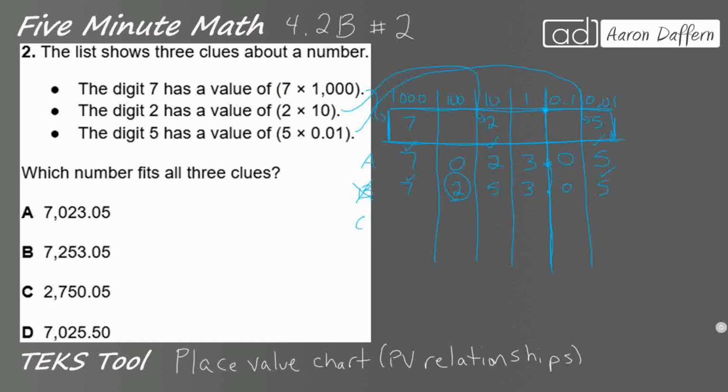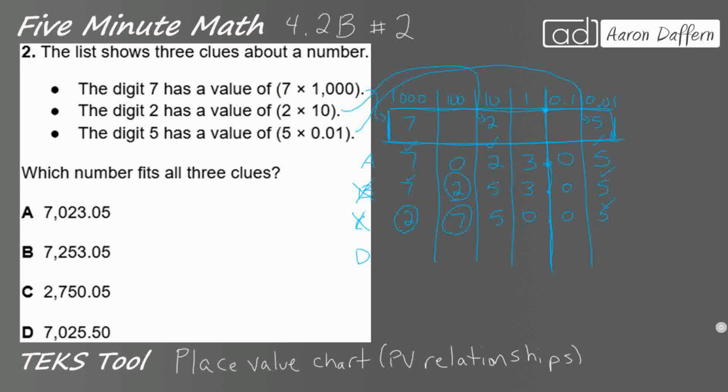We're going to look at C. I can tell you right off that the 7 is in the wrong spot. The 2 is in the wrong spot. So we've got two different issues. We do have a 5 in the hundredths. But look, I've got a 2 that should be in the tens place and it's in the thousands place. And I've got a 7 that should be in the thousands place and it's in the hundreds place. So C is not even close.